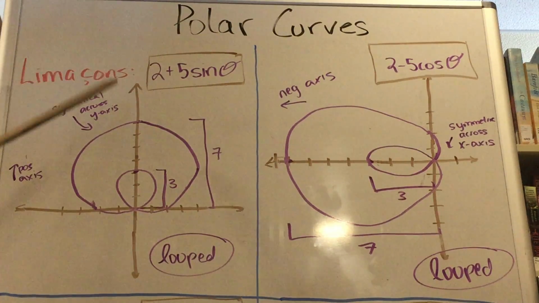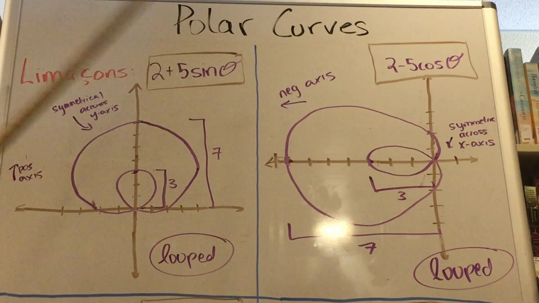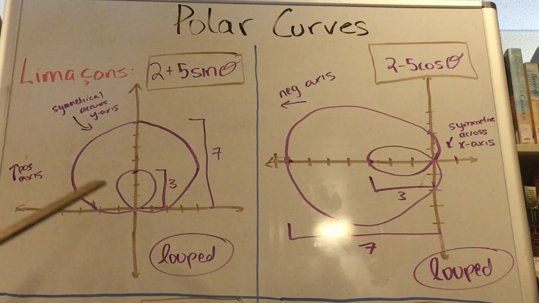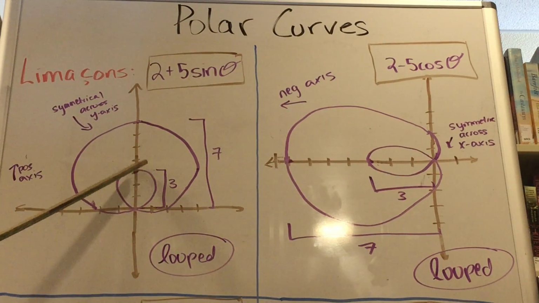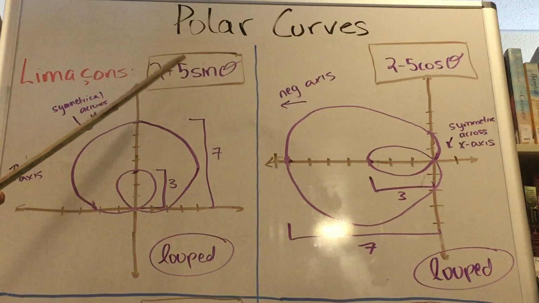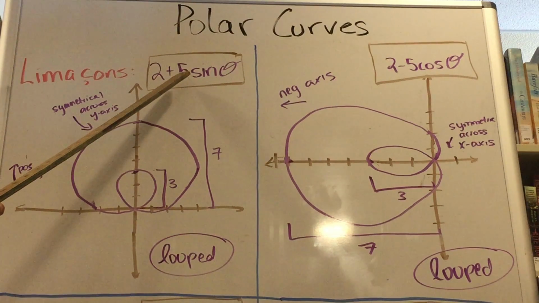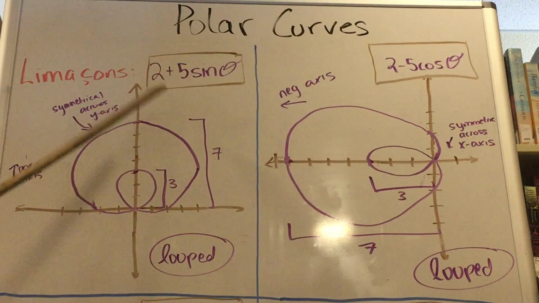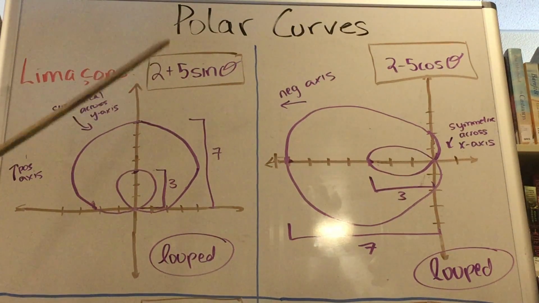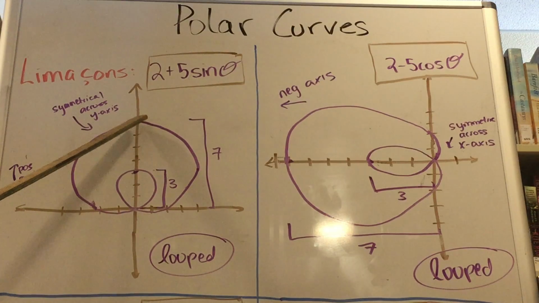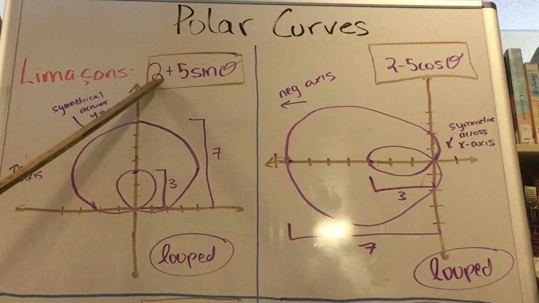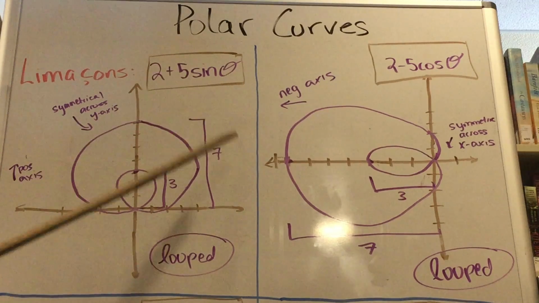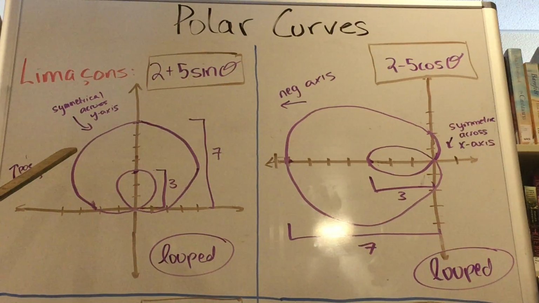All these differences add up, and we'll see them in these 4 graphs. So for the first one, 2 plus 5 sine theta. Here's the graph, and as you can see, the length of the loop is 3, because the difference between b and a is 3. The length of the big part from the top to the origin is 7, because a plus b, 2 plus 5, is 7.